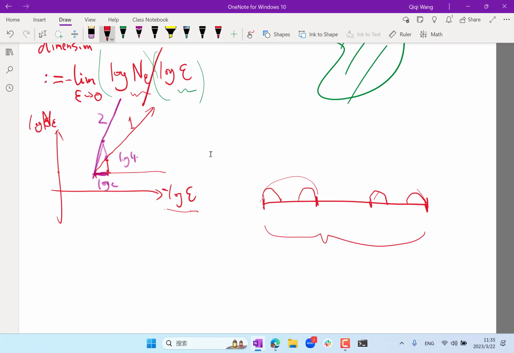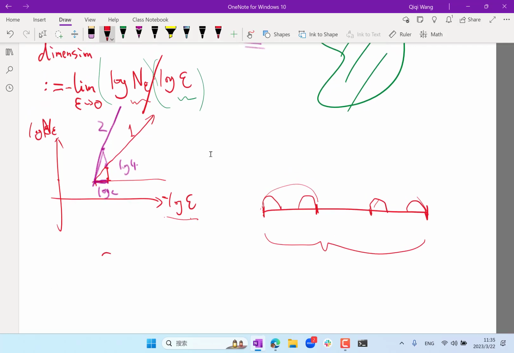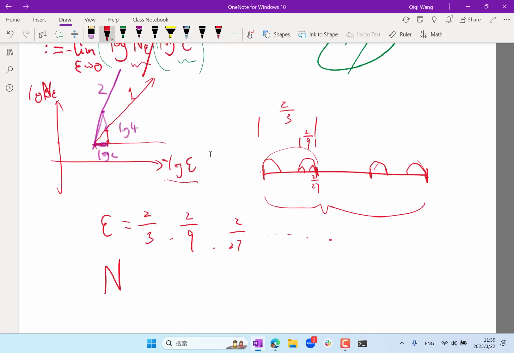And in this particular case, the structures can be easily understood if we take epsilon equal to a series of balls with widths 2/3, 2/9, 2/27, etc. Because the width of this is 2/3, right? The width of this is 2/9, and once you map it further, you have finer structures and you would get 2/27, etc. Okay, so when epsilon is equal to this, what is n, how many balls would you need to cover the whole set?